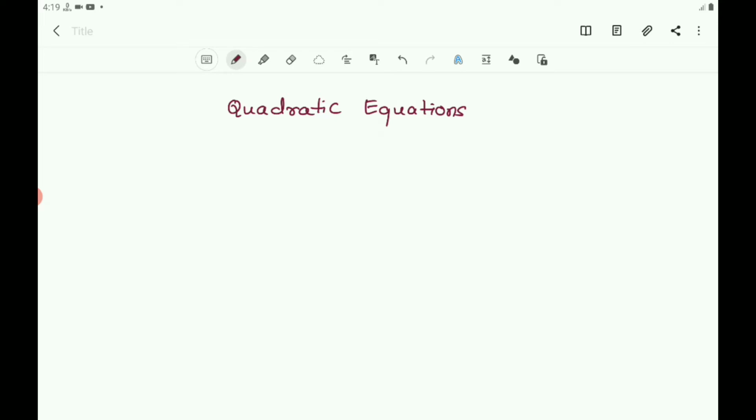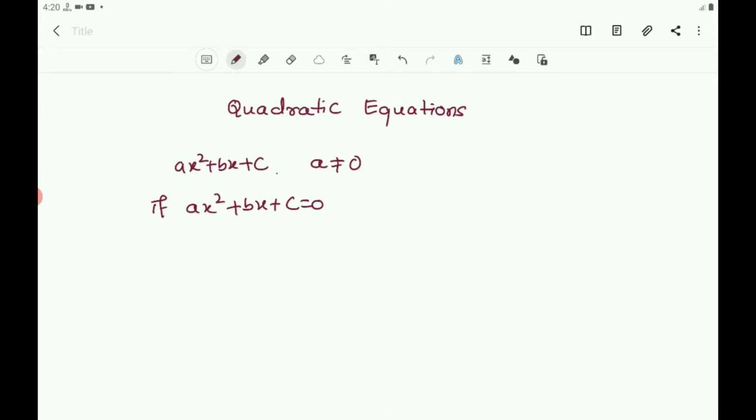You know the linear polynomial of the form ax plus b and linear equation of the form ax plus b equals 0. And quadratic polynomial is of the form ax square plus bx plus c, in which a is not equal to 0. When we equate this polynomial to 0, we get a quadratic equation. That is, if ax square plus bx plus c equals 0, we get a quadratic equation.